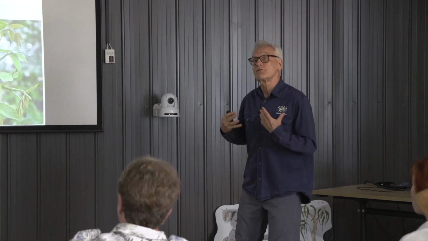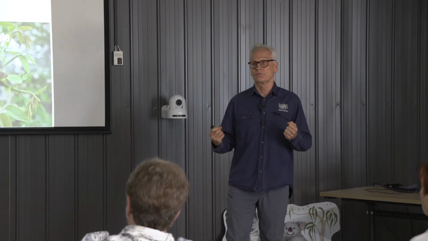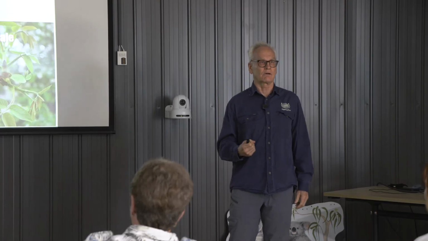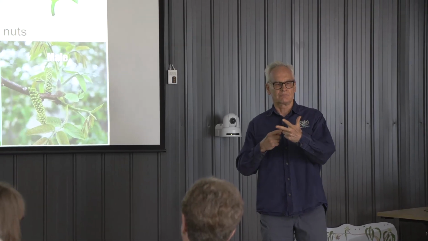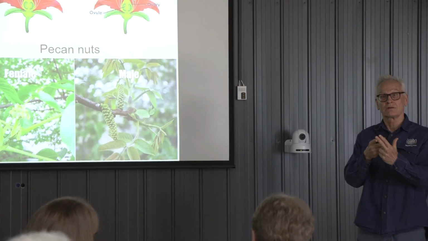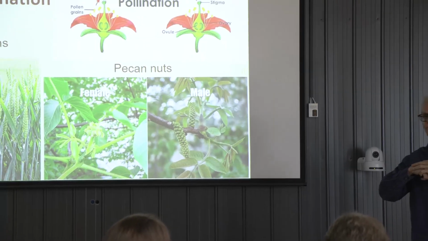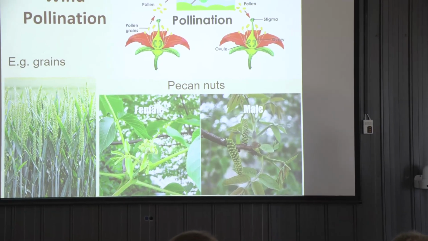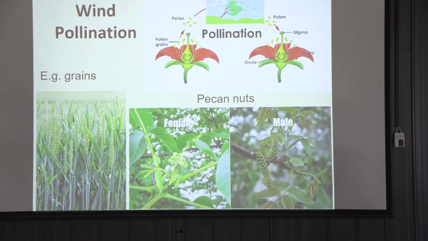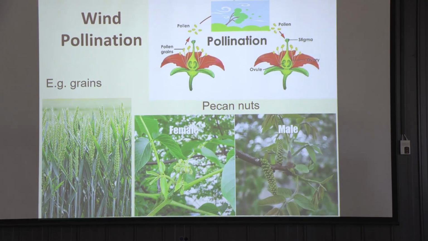Many of those grasses have become, of course, super important in agriculture. Three species alone, wheat, rice, and maize, produce a huge amount of the human diet. So the grains use wind pollination, but not just the grains.